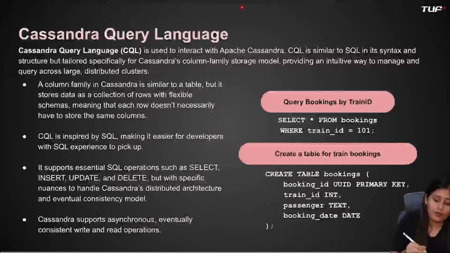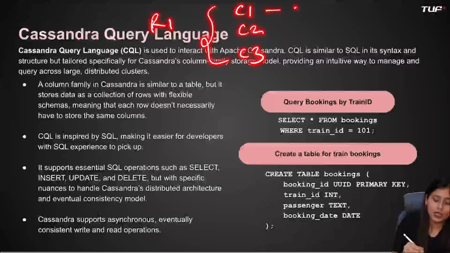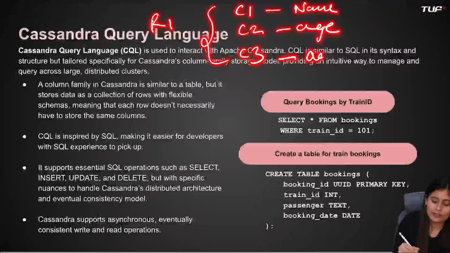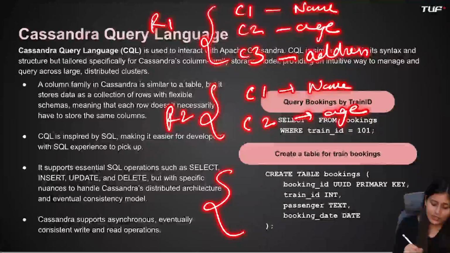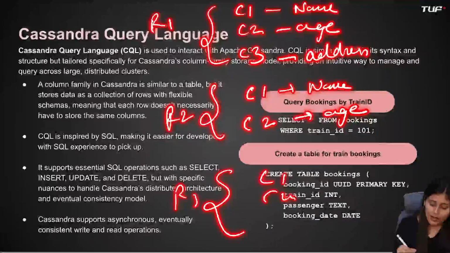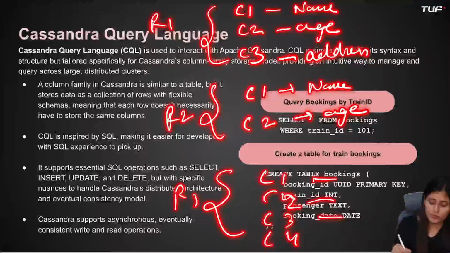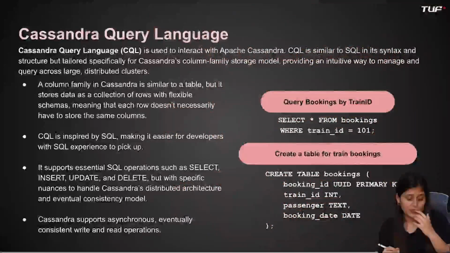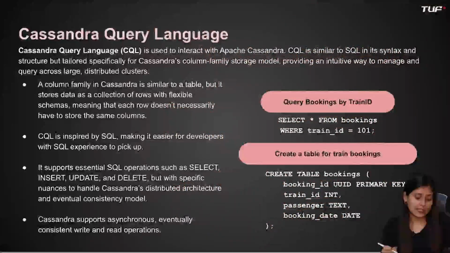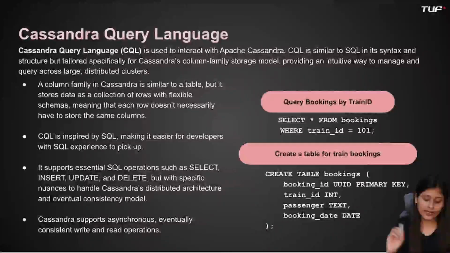We will give column 1, column 2, and column 3 for one row. In column 1 we may be saving name, in column 2 age, and then address. For another row we might only save name, or age, that's it. For row 3 we might have four columns. So the number of columns can be different for each row. That's why it's a column family. So that's the main difference between Cassandra and SQL.